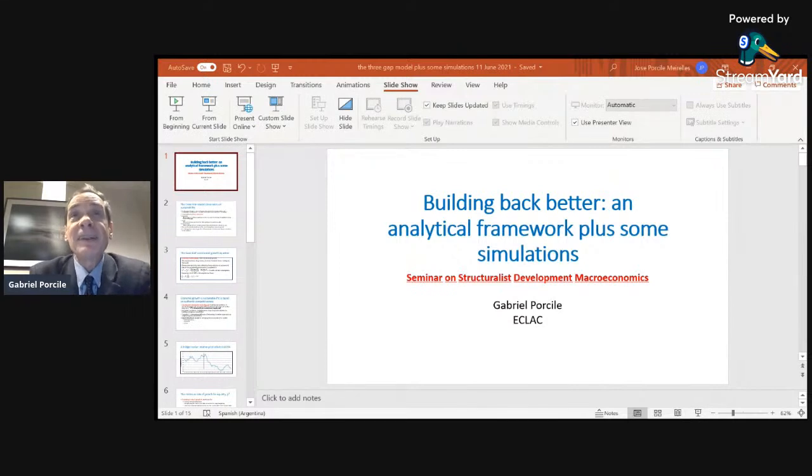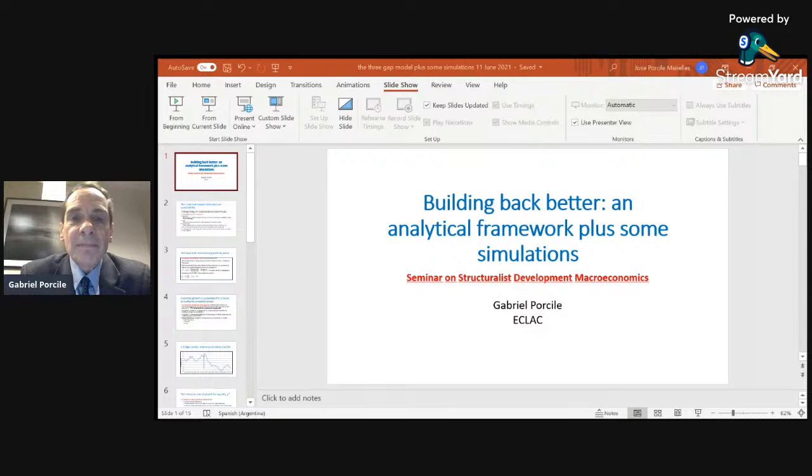The topic of my presentation is the concept of building back better. You know that ECLAC and the United Nations have argued the necessity of changing the pattern of growth. We have to respond to the COVID crisis, but at the same time we should try to reshape the style of development. This concept of building back better has been put forward by these institutions. On the other hand, there is very little analytical content in this idea.